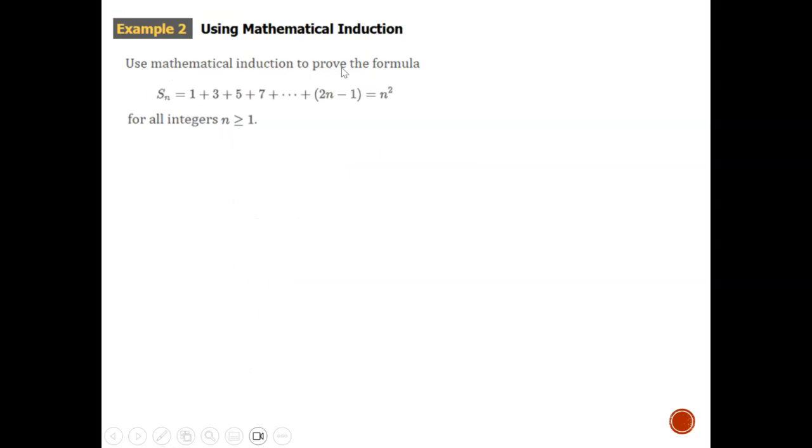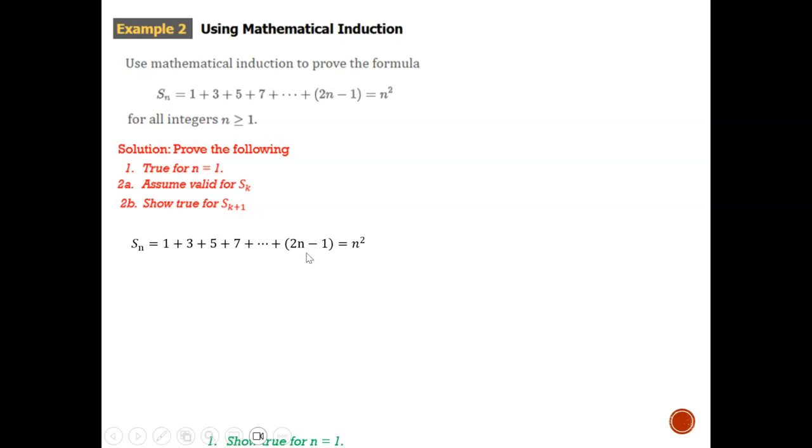Here we go. Example 2, use mathematical induction to prove the formula. Sn is equal to 1 plus 3 plus 5 plus 7 plus ... plus 2n minus 1 equals n squared. So the first thing, guys, we're gonna prove true for n equals 1. I'm gonna get the left side, which is 2n minus 1, and n squared is the right side. I'm gonna plug in 1.